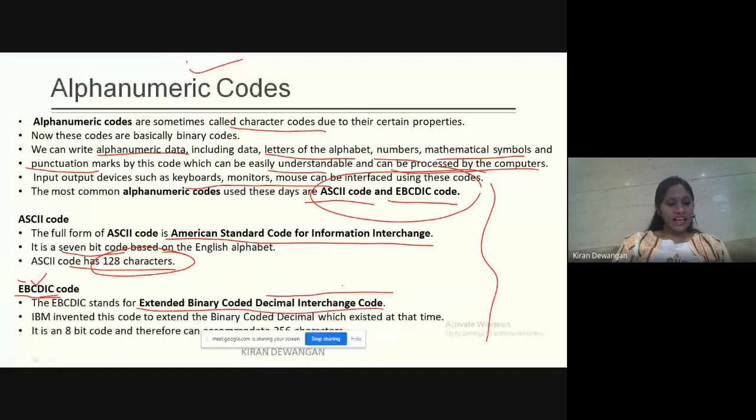This one is an 8-bit code. IBM ने इसको इन्वेंट किया है और IBM के सारे पेरिफेरल्स में EBCDIC कोड ही यूज होता है. क्लियर? इफ यू हैव IBM का पीसी या लैपटॉप जो भी है, वो EBCDIC कोड यूज करता है.